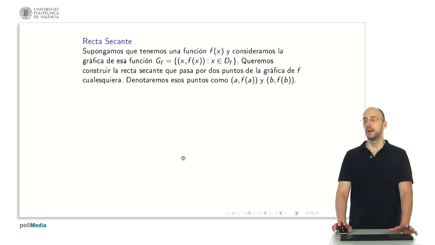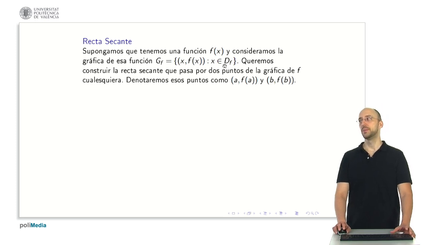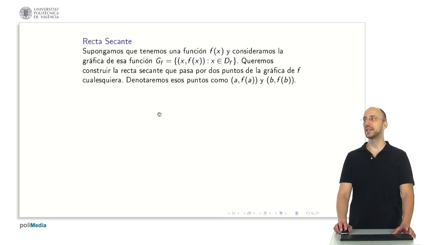Let's begin by discussing what a secant line is. A secant line is a line that intersects the graph of a function at two distinct points. Consider a function f of x and its graph, which represents the set of all pairs in the form x, f of x, where x belongs to the domain of the function. We want to construct a secant line that passes through 2 points, which we will call a, f of a, and b, f of b. These 2 points are specific points on the graph.